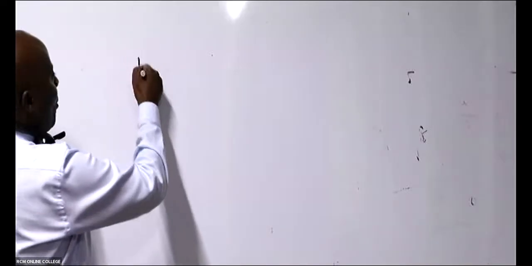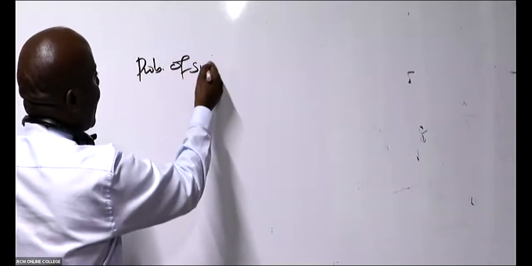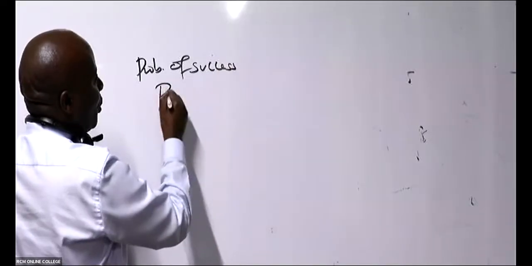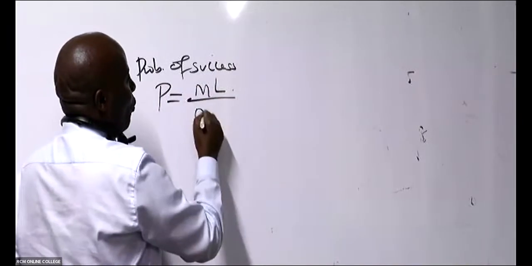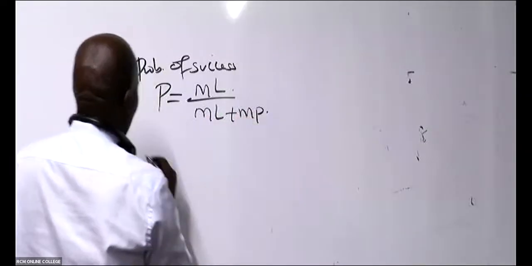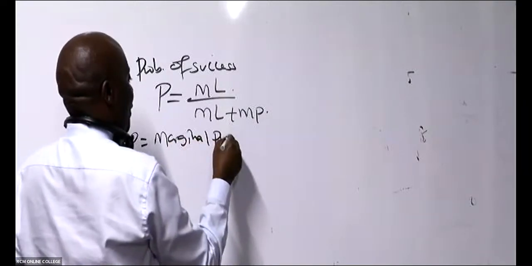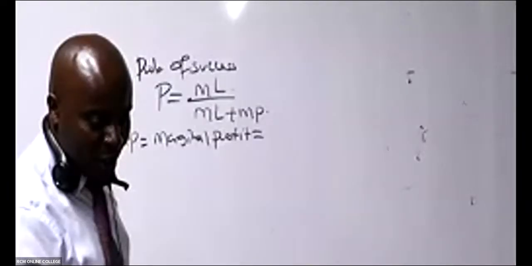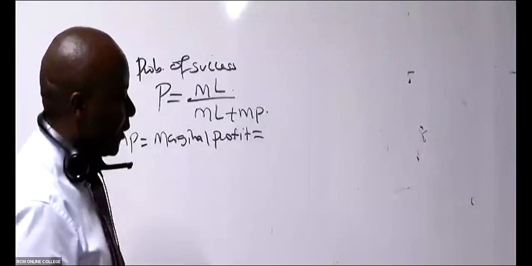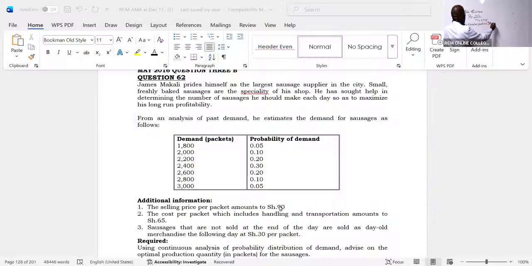So first, we get probability of success, probability of being able to sell everything. So this probability will be marginal loss over marginal loss plus marginal profit. So this MP is marginal profit. The normal selling price is 90, isn't it? And then of course we are buying and transporting everything at how much? 65, 65, eh?